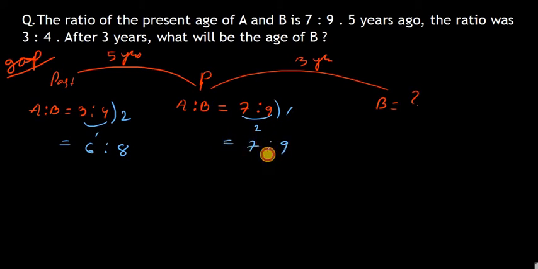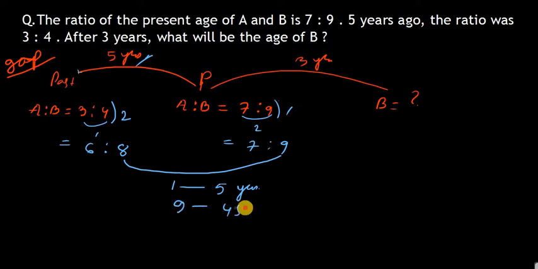The age of B 5 years ago is 8 upon 9 units. How many gaps, 1 unit. In terms of units, the ratio gap is 1 unit, and in terms of years it is 5 years. So if 1 unit is equivalent to 5 years, the present age of B is 9 units, 9 times 5 is 45 years.